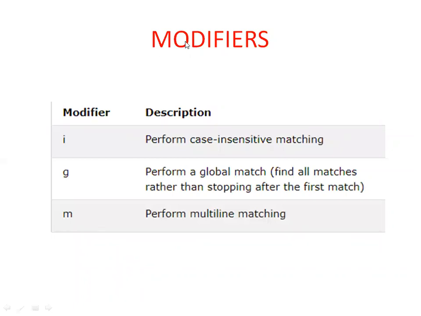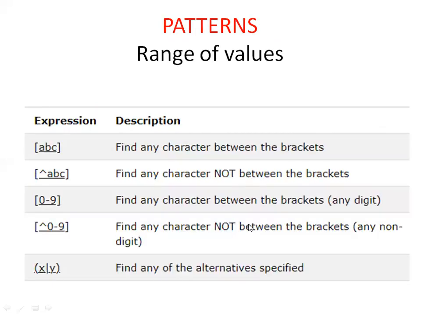Modifiers. If the modifier is i, it will perform case-insensitive matching. What does it mean? It mainly focuses on text, not on the cases, such as uppercase or lowercase. It will not bother about the cases. G. If the modifier is g, it will perform the global match. It will return all the matches found in the specified document. If the modifier is m, it will perform multi-line matching.